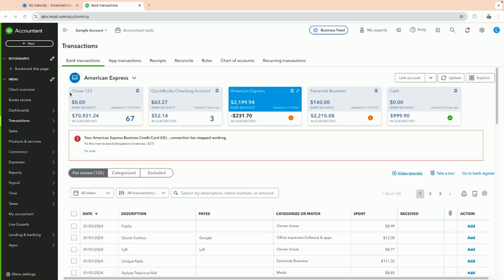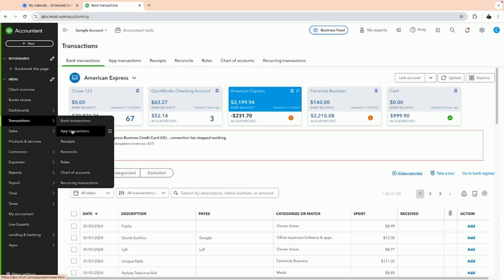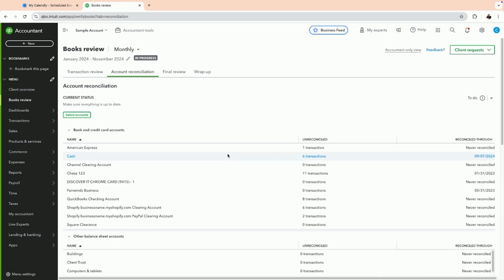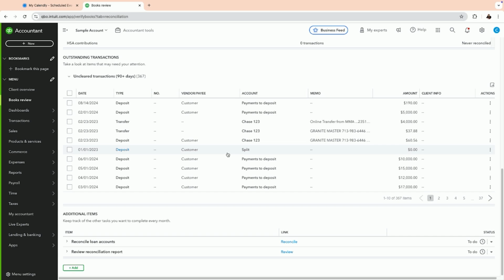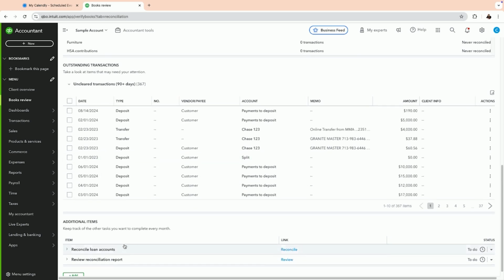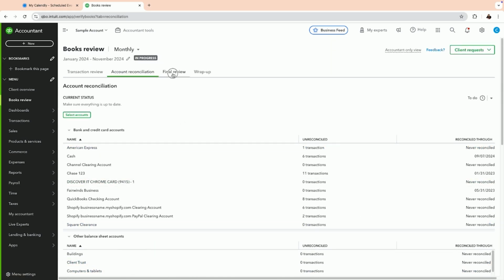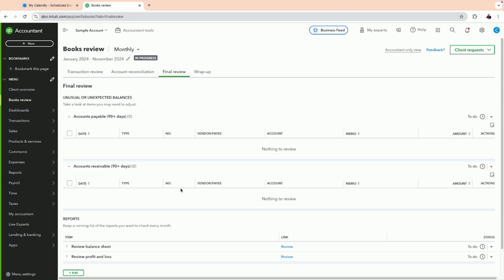After we reconcile everything, we're going to go back to my books review. After reconciling everything, including the loan account, and reviewing the reconciliation reports, you're going to take a look at the invoices and make sure that you don't have an open invoice here that should have been marked as paid and was not marked as paid and did not get matched. If there are transactions there, you want to fix it.